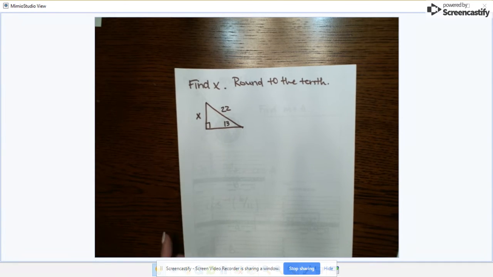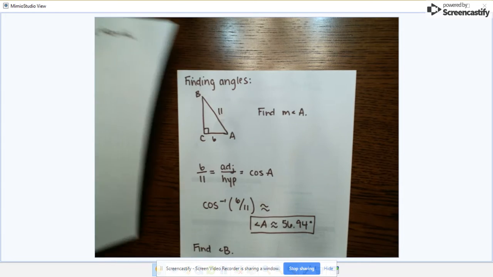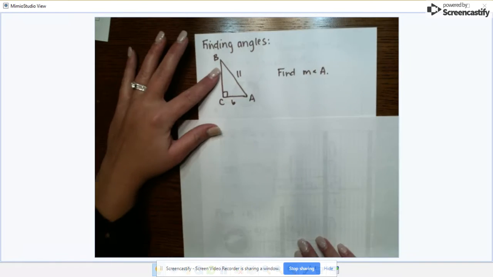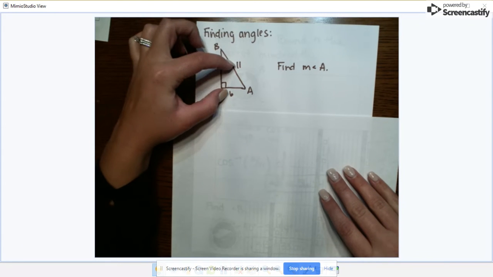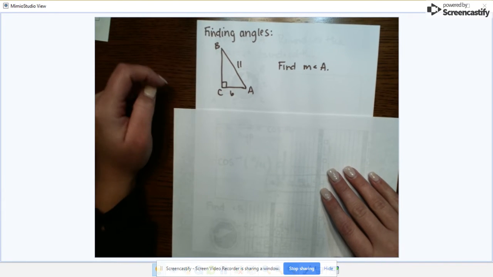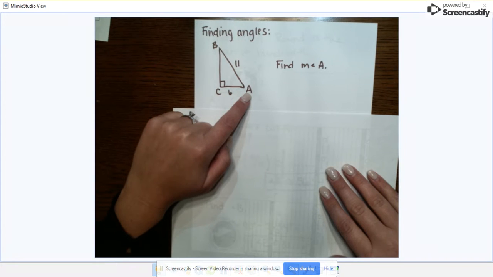So we've learned how to solve for a side length. The next examples we're going to solve for a missing angle. So here we're given a triangle, right? Triangle with two different sides. We have 6, and then we have our hypotenuse is 11, and we're supposed to find angle A.